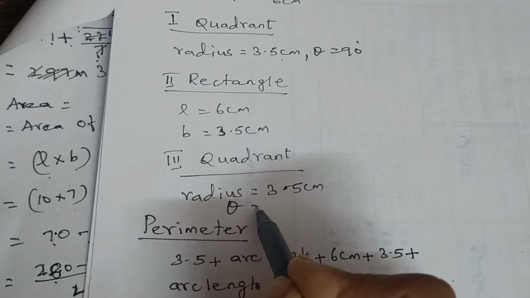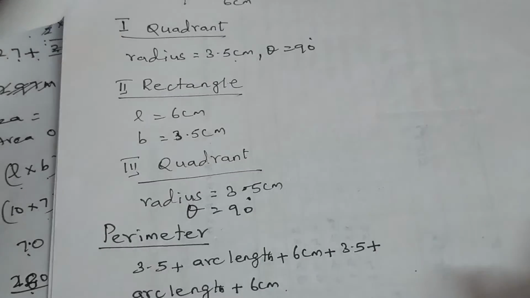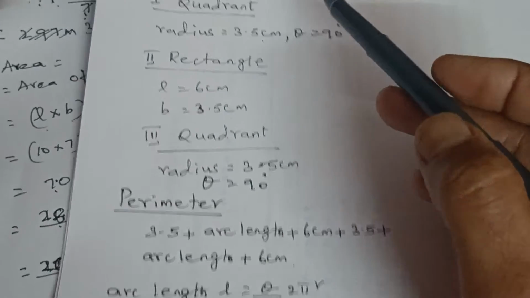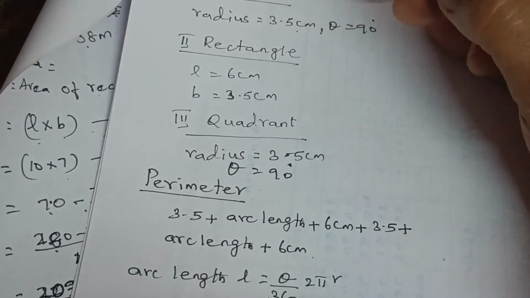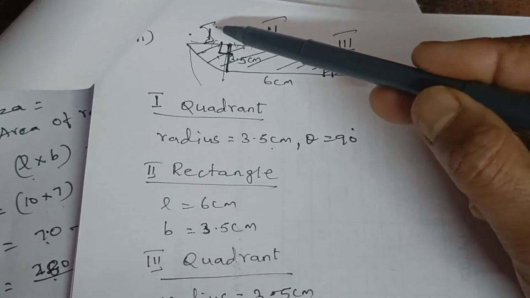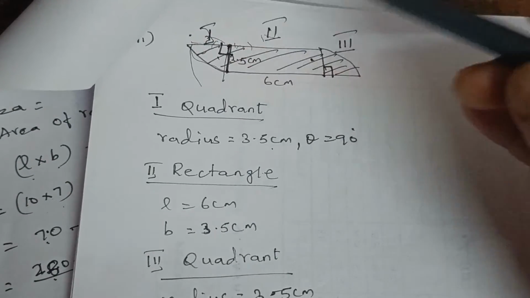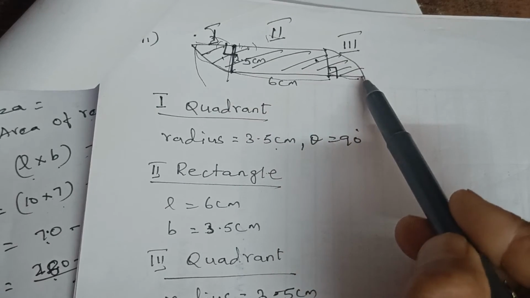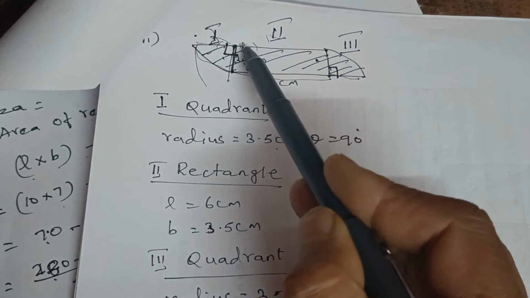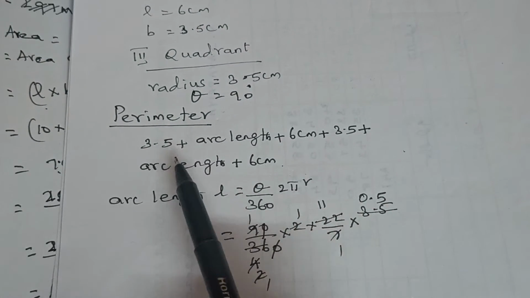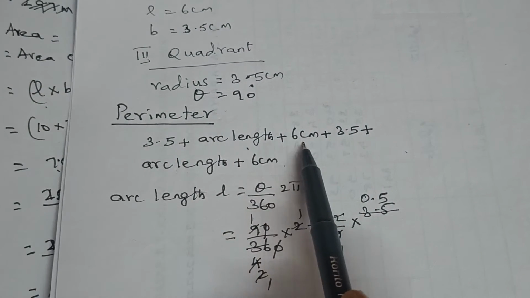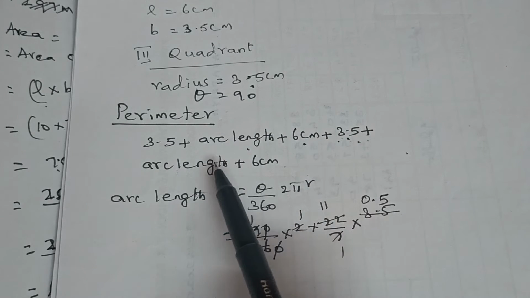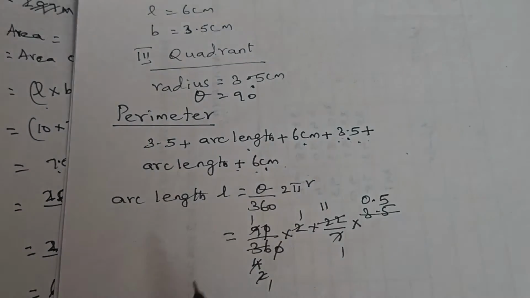Same way, theta is equal to 90 degrees. Now let us see the perimeter. What is the perimeter? The total length all around. What is it? This is 3.5, the radius, plus the length of this arc, plus the length of the rectangle, plus the radius, plus the length of the arc, plus the length of the rectangle. That's 3.5 plus arc length plus 6 centimeters plus 3.5. That is the radius of the quadrant plus the arc length plus the length of the rectangle, 6 centimeter.